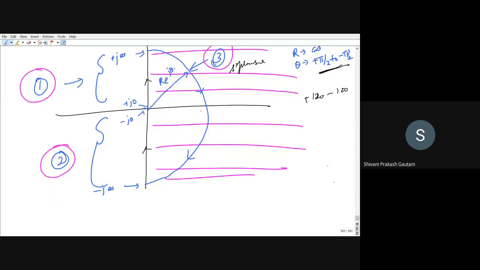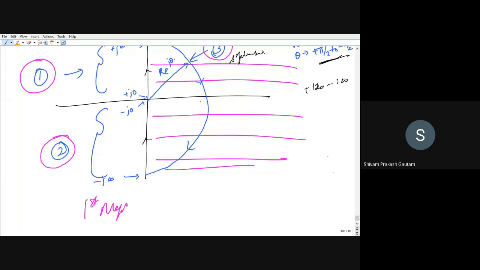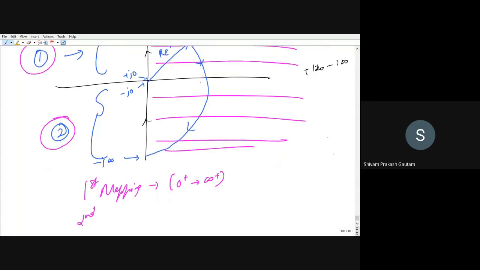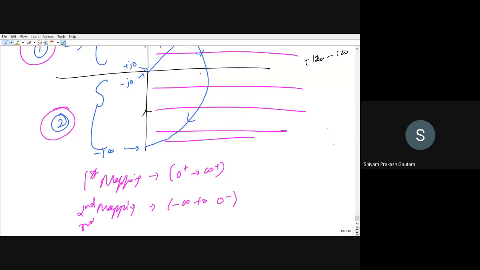So the first mapping can be done from 0 plus frequency to infinite plus frequency. The second mapping can be done from minus infinity to 0 minus. And the third mapping can be done for r, that is the radius of the semicircle, r e to the power j theta. These are the three mappings you have to do. If you do these three mappings in the GS-HS plane, the whole plot will be called the Nyquist plot.